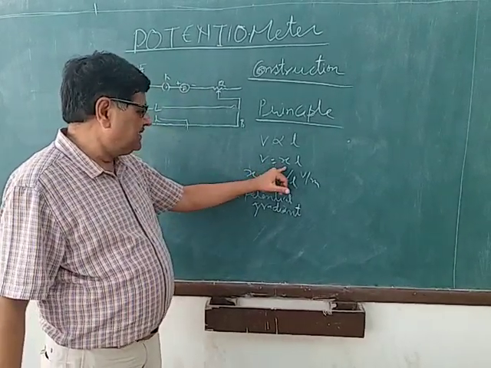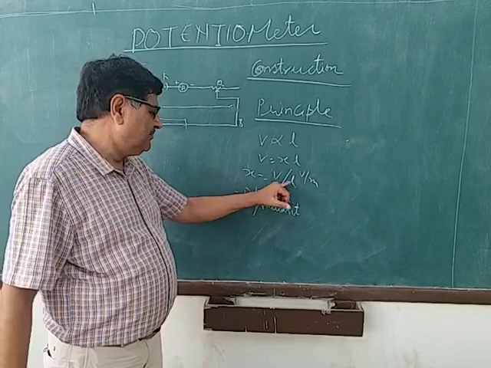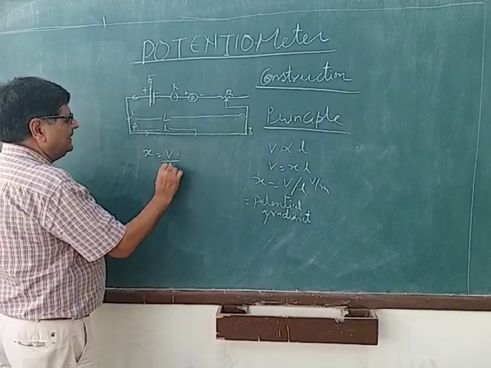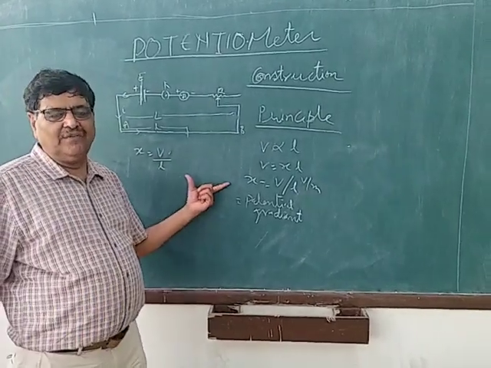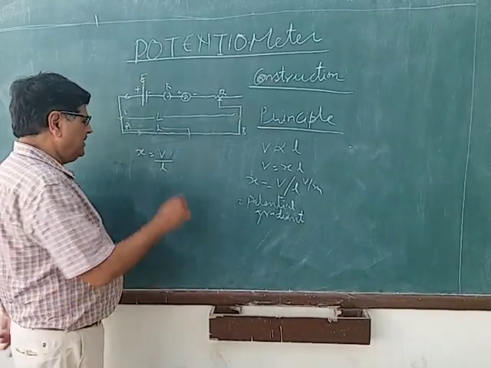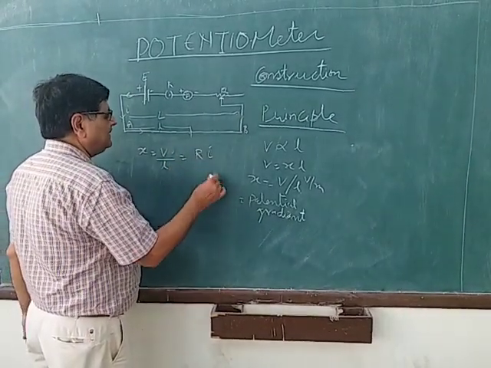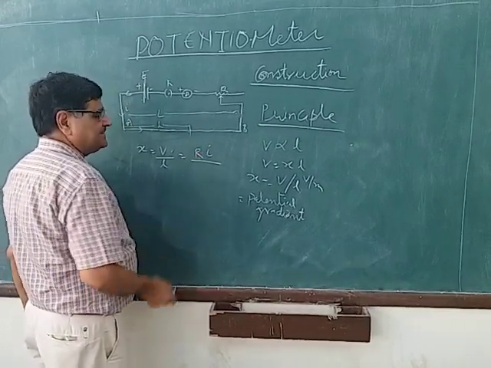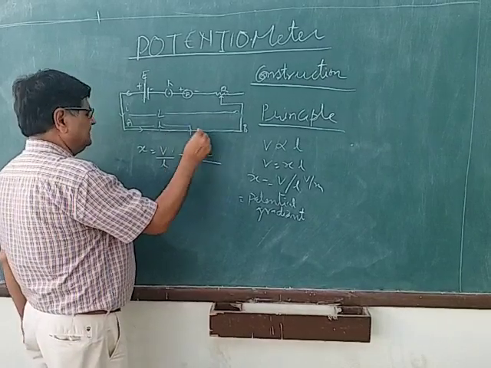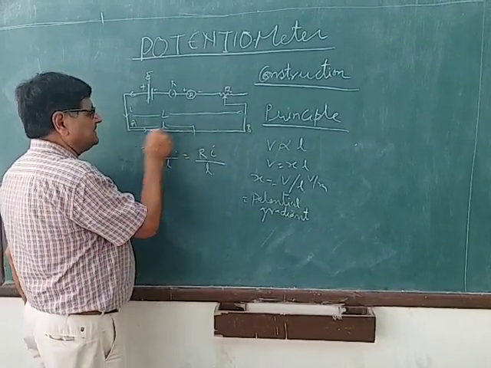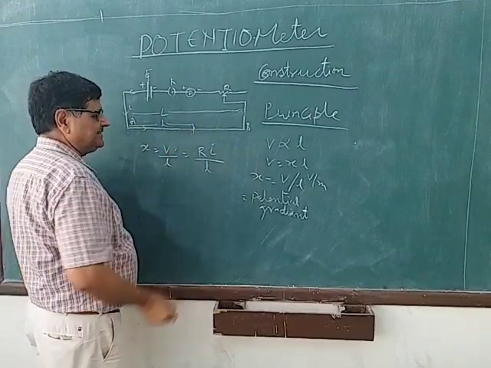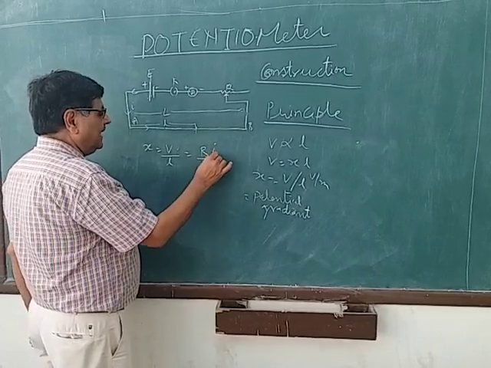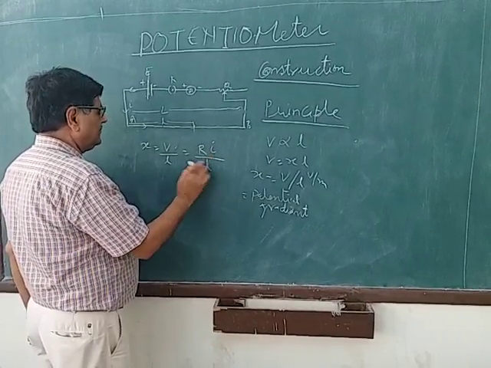So see, V is equal to X L, X is equal to V by L. We are going to understand on what factors X depends. Now V is equal to what? V is equal to R I. R is the resistance, I is the current, L is the length, this length. Any length we can take, we have taken here this length. So you see that R by L.